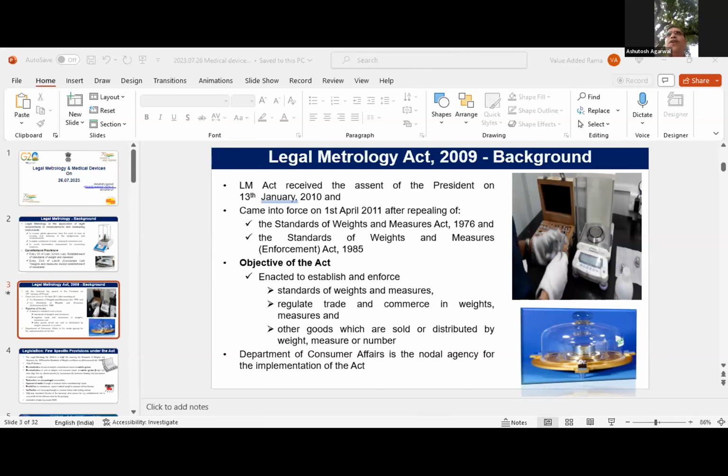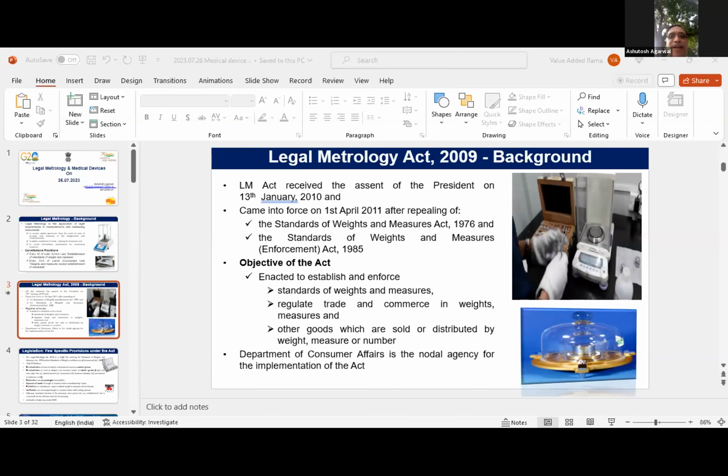Whatever we talk about, the units in the SI system of units, the weighing instruments, or any type of measuring instrument, they are all covered under the standards of weights and measures.